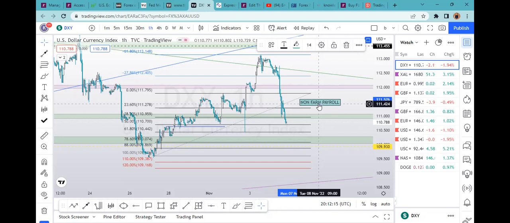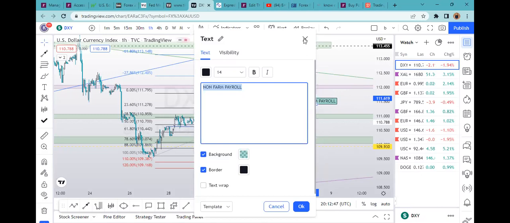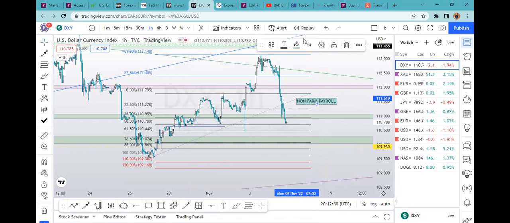So non-farm payroll is the report of all the jobs that were added to the labor market in the previous month. We have this release every first Friday of the month, and NFP simply shows the jobs that were added, excluding the farming industry. So that's what NFP is. And whenever we have that release, it always causes high volatility.